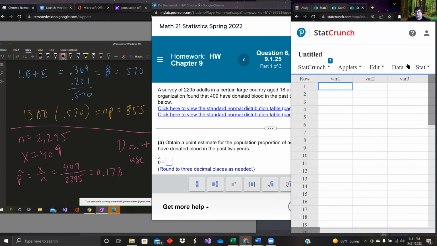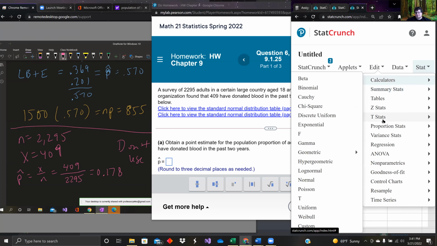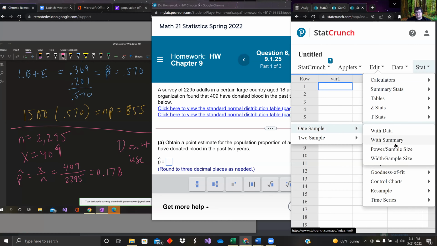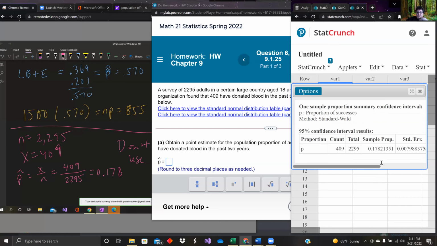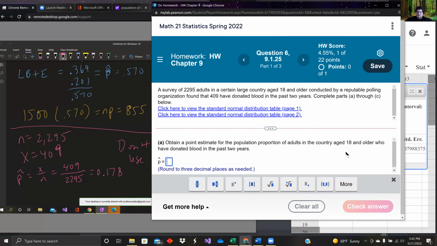Let's confirm that over here. Stats, proportion stats, one sample with summary. I've got 409 successes, 2295 observations. I don't know what confidence interval they're going to have us check. Let's leave it at 95 for now. I'll click compute. That sample proportion is what that p hat is. And to 3 decimal places, it's 0.178. So I got that either way. We'll hit enter.